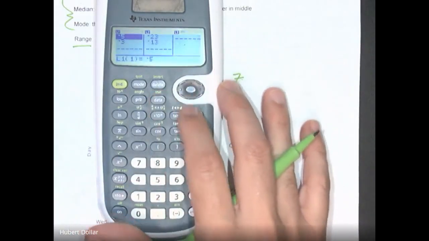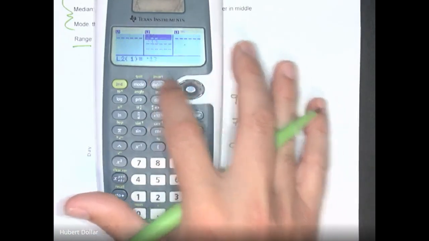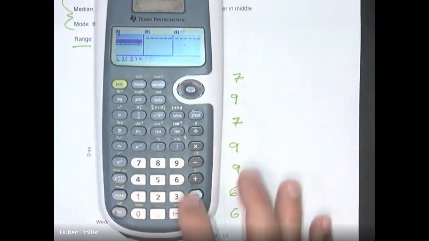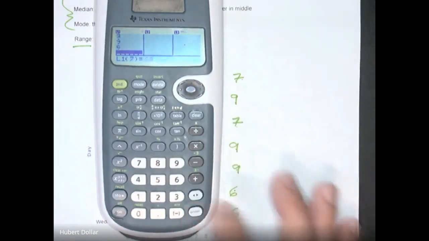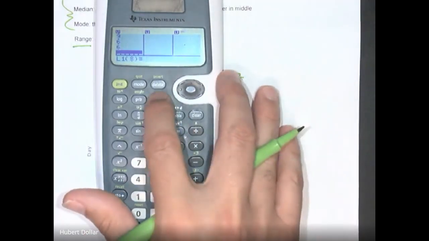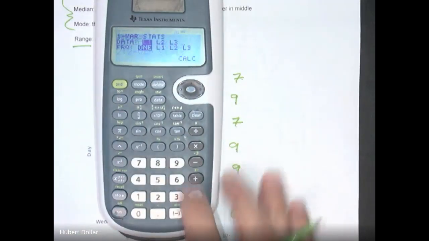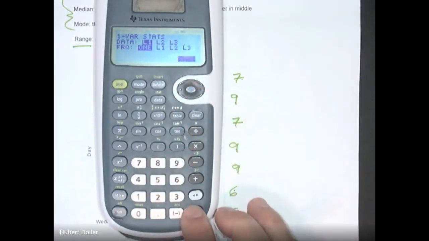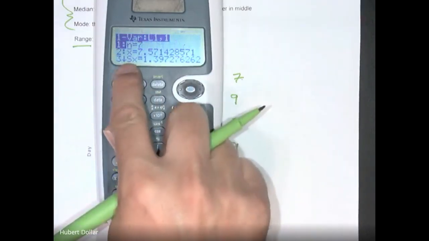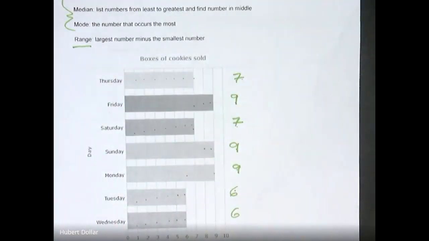You put in the data. So we put in 7, 9, 7, 9, 9, 6, and 6. Go back to second stat, one variable, hit enter. In L1, the frequency, or how many times each number happens, is 1. And we calculate, and X bar tells us that we have 7.57. So that is how you use the calculator to find the mean, or you can just add them up and divide by how many you got.